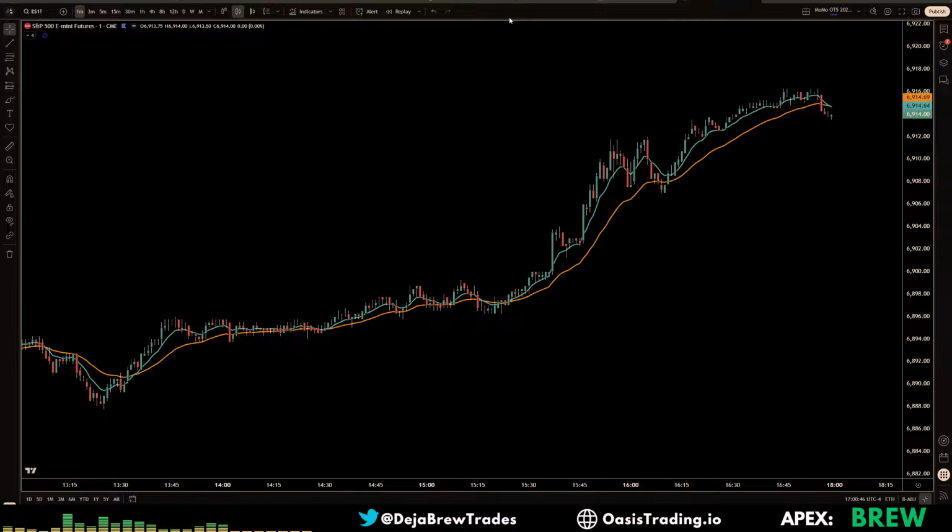I need that confirmation from like a sweep or a volume profile signal. Maybe it's a value low or something like that. Maybe it's an order flow absorption or something like that, right? I need like something to confirm why I should hit that button.